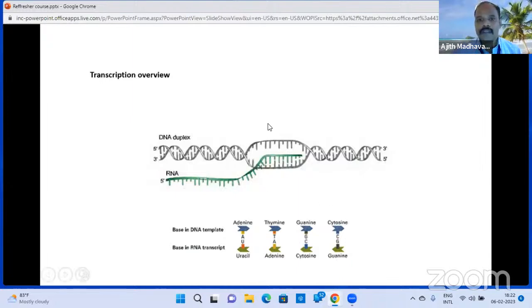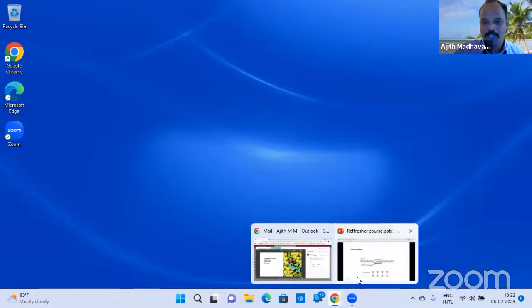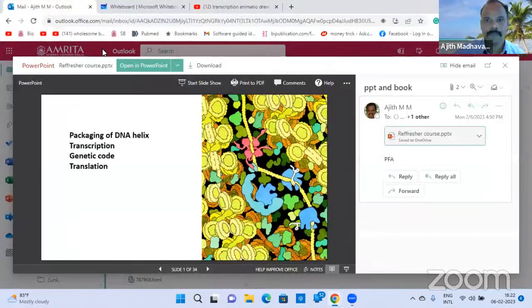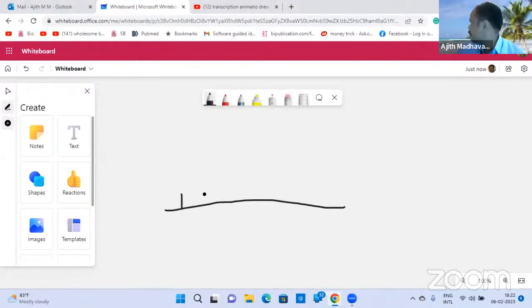Okay. Now, very quickly, I'm not very satisfied with the description. So what I'm trying to say is, listen very carefully. This is the DNA molecule.